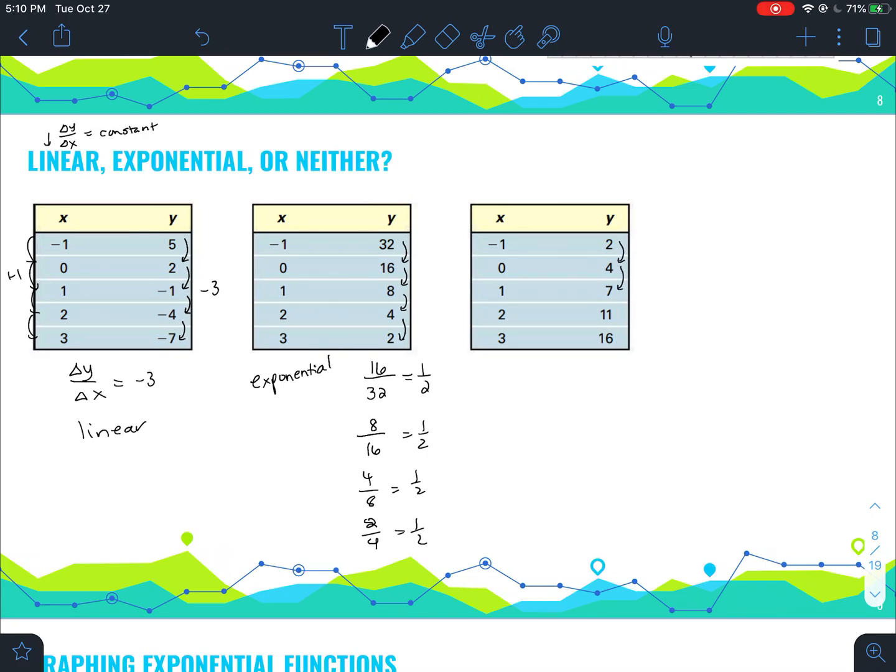On the next one, I have 2, then 4, then 7. So this is not linear because that change isn't constant. And then if I took 4 divided by 2, I get 2. If I take 7 divided by 4, I don't get 2. So this is not linear and it's not exponential.